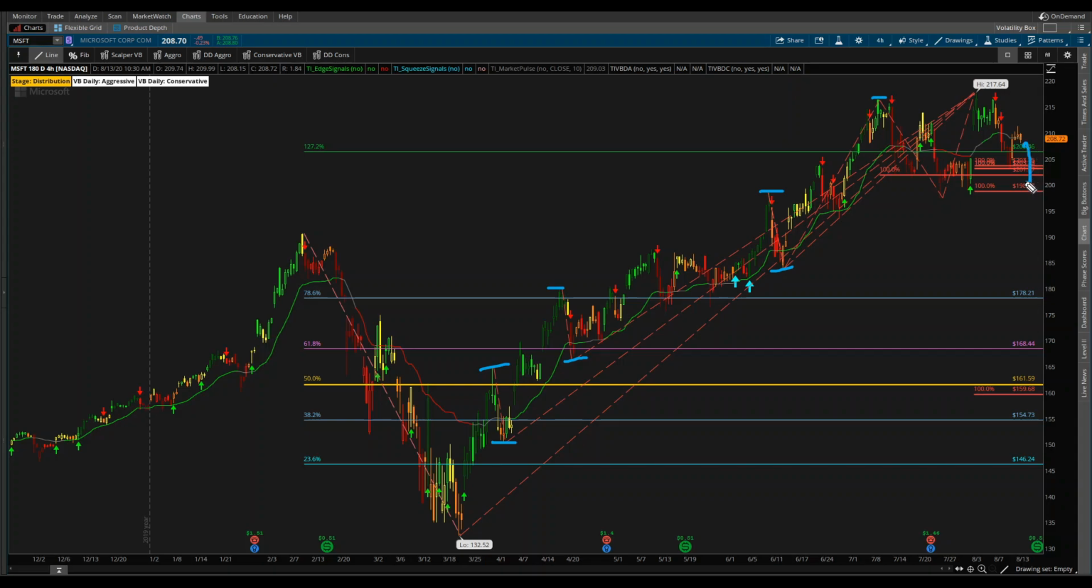Where does it stop working? That's a break below 200, at which point this trend would essentially be broken, and we'd now be looking at Microsoft at least more as a chop trade or if not bearish.